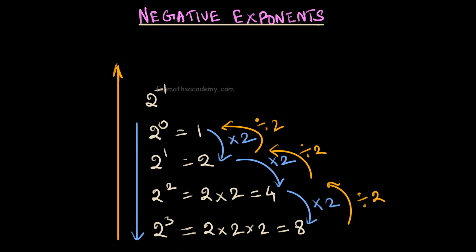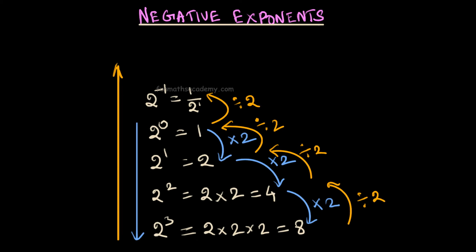You may know that every time we decrease the power, we divide by 2. So, to find out the value of 2 power minus 1, we need to divide the value of 2 power 0, that is 1, by 2. So, we get 2 power minus 1 is equal to 1 upon 2.